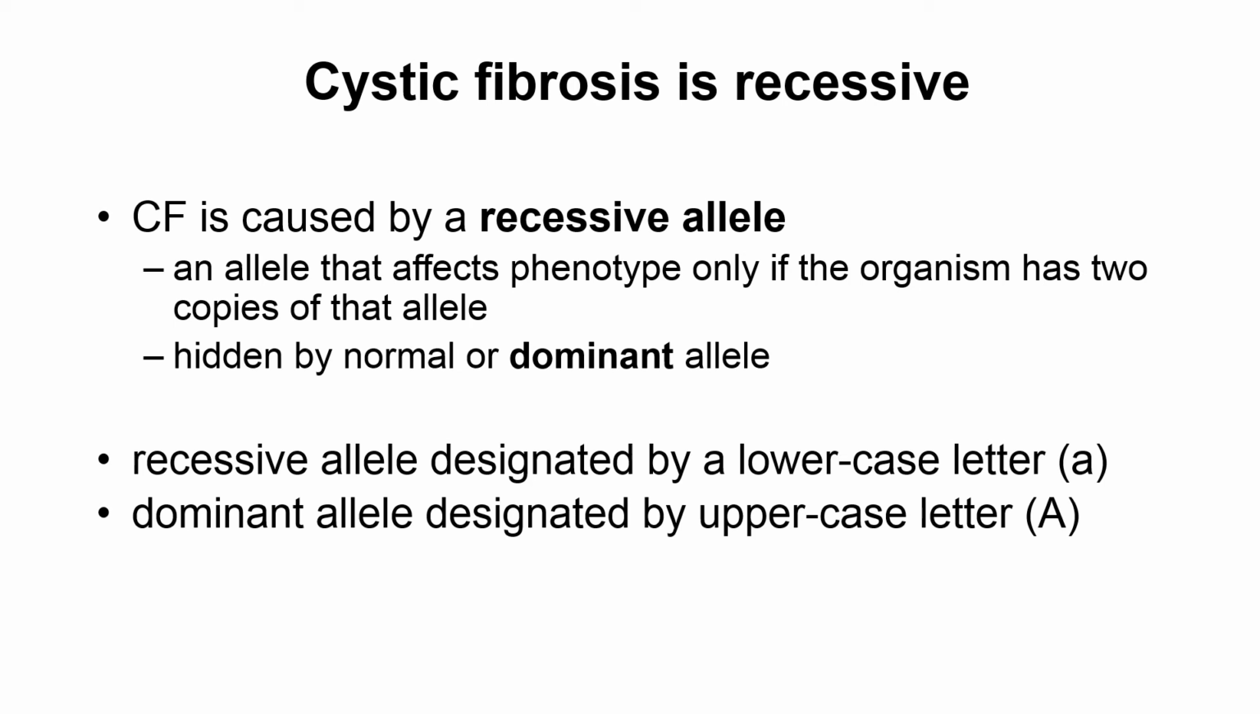In science, we designate lowercase letters to represent a recessive allele, and we use uppercase letters to designate a dominant allele. In this particular example, we're using uppercase A to represent a dominant allele and lowercase a to represent the recessive allele. In the case of cystic fibrosis, only individuals who have 2 copies of the recessive allele are the ones that are going to express cystic fibrosis.